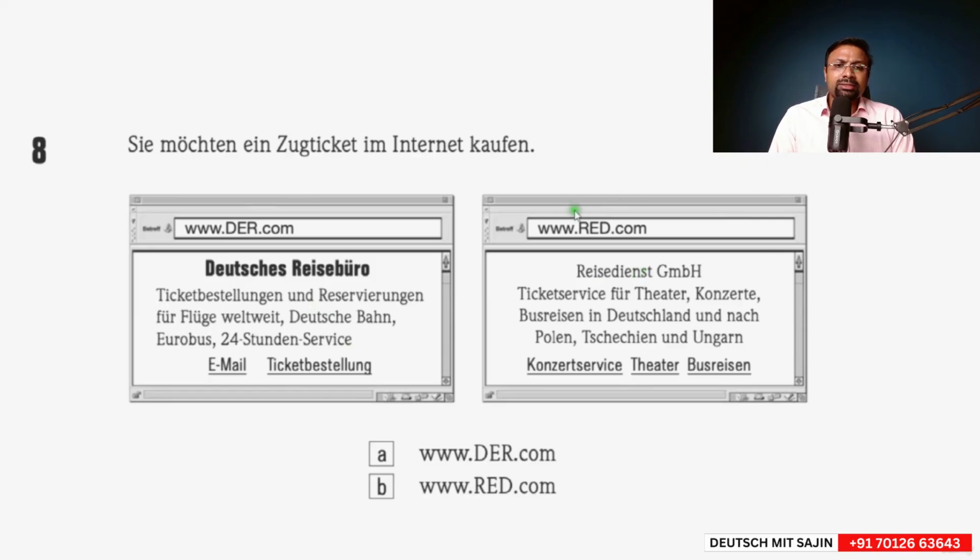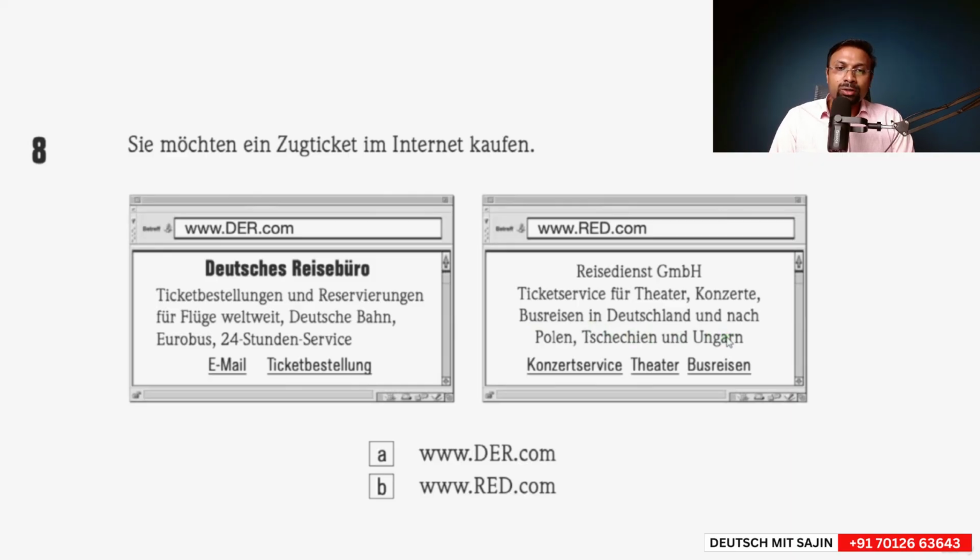The second one is www.rad.com, Reisedienst GmbH. Okay, so again here travel service, the Dienst is the service, ticket service für Theater, Konzerte, Busreisen in Deutschland und nach Polen, Tschechien und Ungarn. Concert service, theater, Busreisen. Okay, so ticket service for theater, concerts, bus journeys, traveling within Germany and to Poland, the Czech Republic and Hungary.